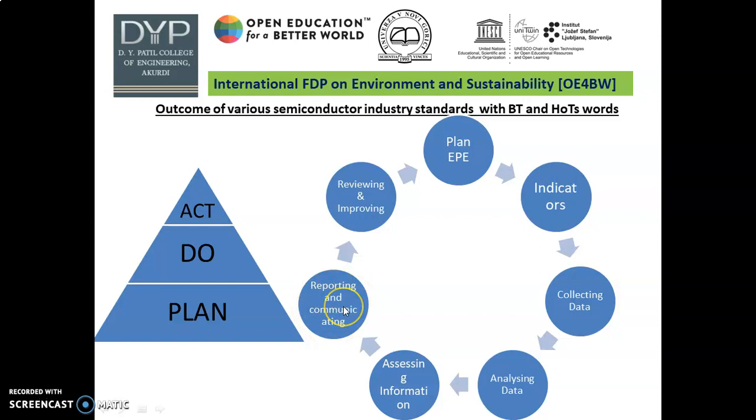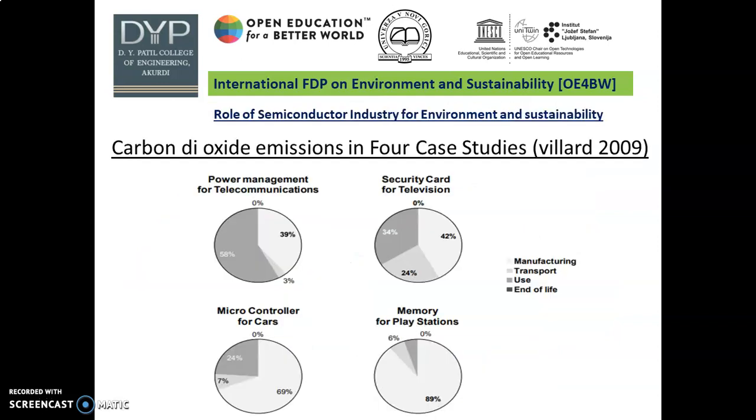So once this report is generated and communicated through the product, the next important step is we can review and improve, meaning we can act upon it and improve the performance of the devices, so as to reduce the environmental impacts which are happening negatively right now.